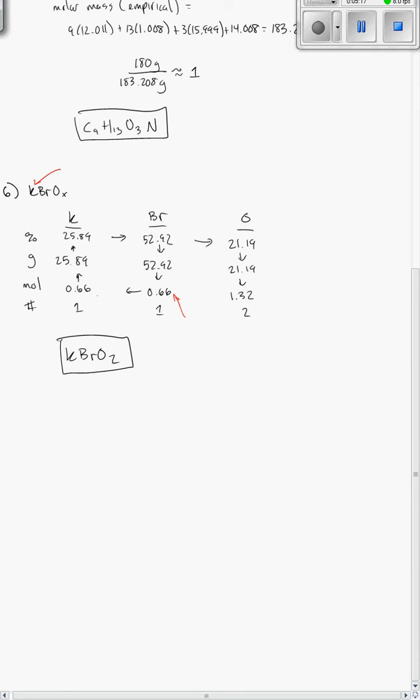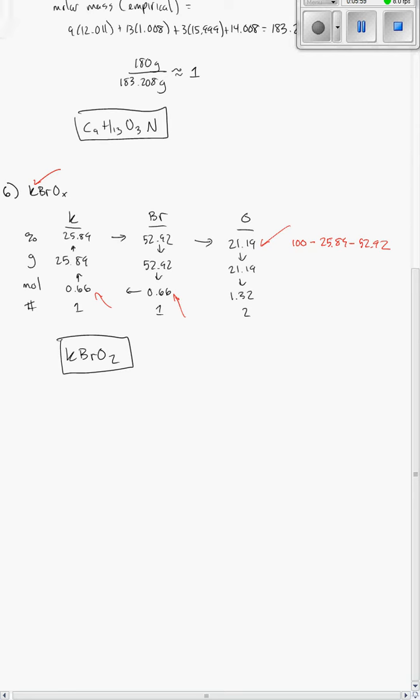Once you get your number of moles of K, again using that number of moles of bromine, you can backtrack from there to grams. If you get grams, we're assuming we have 100 grams total, that gives us percent by mass of potassium. All of our percent by masses need to add up to 100% here. So we can then figure out the percent by mass of oxygen by subtracting our other two numbers, our percent by mass of potassium, 25.89, and our percent by mass of bromine, 52.92, from 100. That gives us 21.19% oxygen.